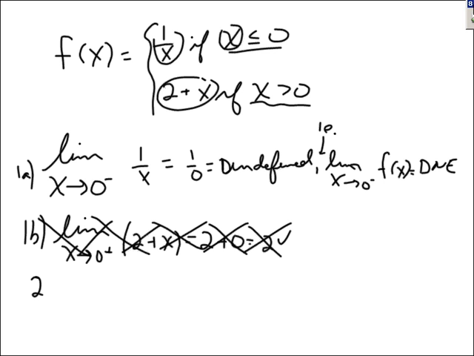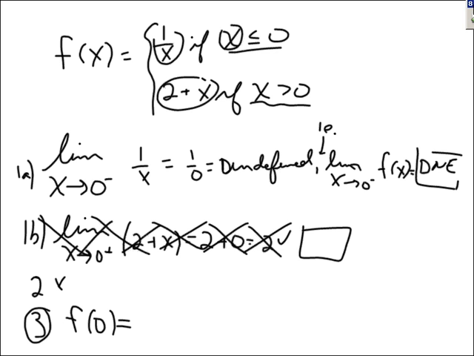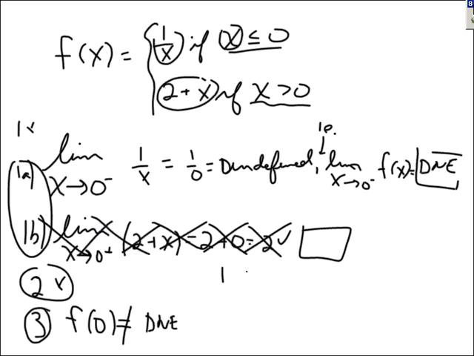Now, 2 has to fail. What would it mean for 2 to fail? It would mean the 2 answers were not equal. Well, if you don't know the first answer, then they're not going to be equal. And then number 3 is going to fail because f of 0 cannot possibly equal the common limit, because the common limit doesn't exist. Okay, so if 1 fails, 2 fails, and 3 fails.